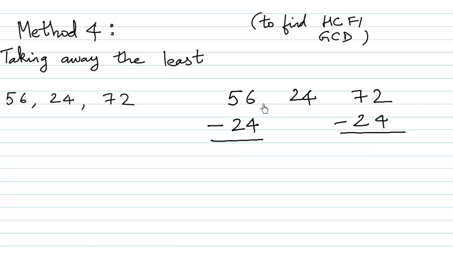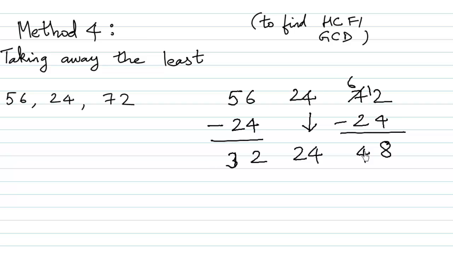And let's subtract them. 6 minus 4 is 2. 5 minus 2 is, oh sorry, it's not 1, it's 3. And what is 2 minus 4? That's not possible. So 12 minus 4 is 8. And 6 minus 2 is 4. So we are going to write down 24, the smallest number, as it is. And now our three numbers are 32, 24 and 48.